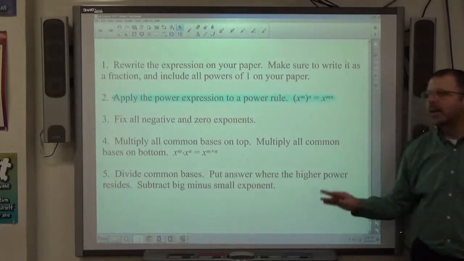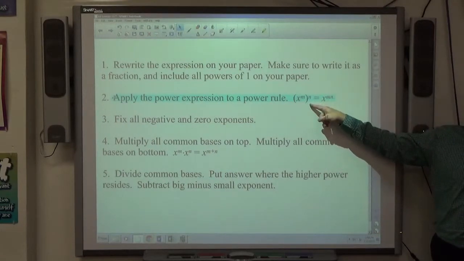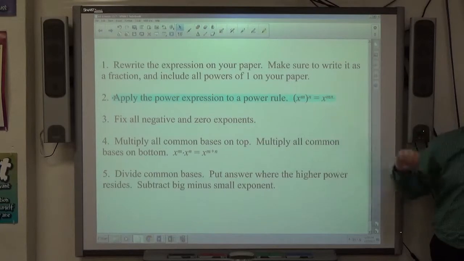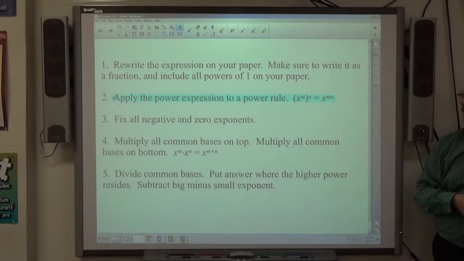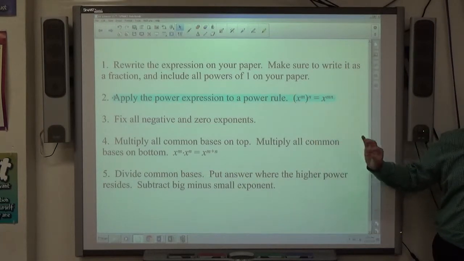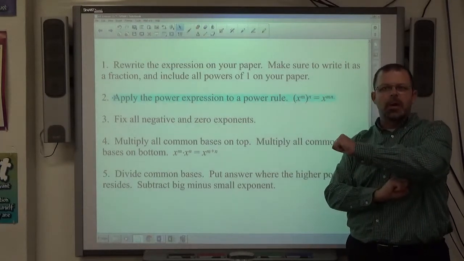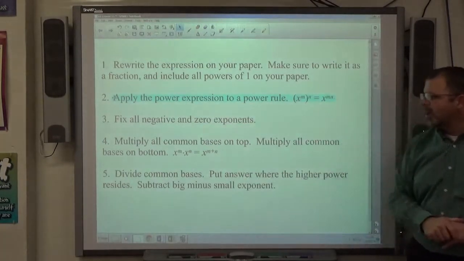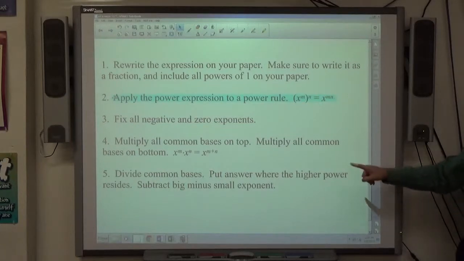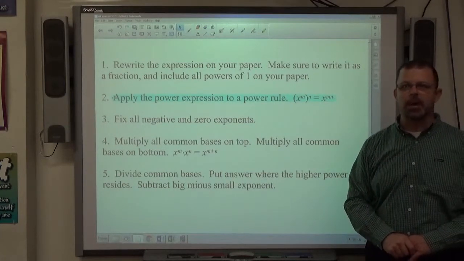Once you've done that, any negative or 0 powers should be moved. Do that after you do this. Get rid of all parentheses first, then move negative powers, and 0 powers can be struck out. Times 1 doesn't do anything. Multiply common bases on top and bottom separately. So if there's a bunch of x's on top, multiply them together. A bunch of x's on the bottom, multiply them together by adding powers. And finally, divide common bases, determine where the answer should be, the higher power, and then subtract big minus small power to get what the power of the answer is.